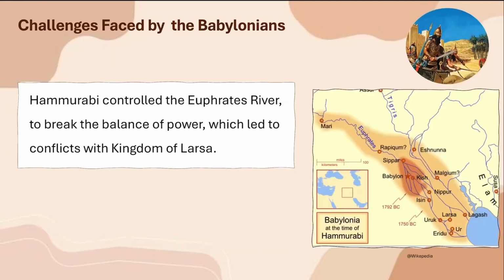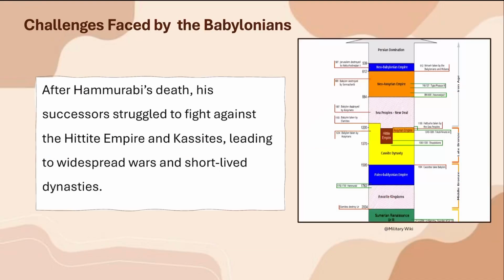Babylon faced major political and cultural instability. For instance, Hammurabi's control of the Euphrates River, which shifted the balance of power, led to conflicts with the Kingdom of Larsa. After his death, his successor struggled to fight against the Hittite Empire and the Kassites, resulting in frequent wars and short-lived dynasties.